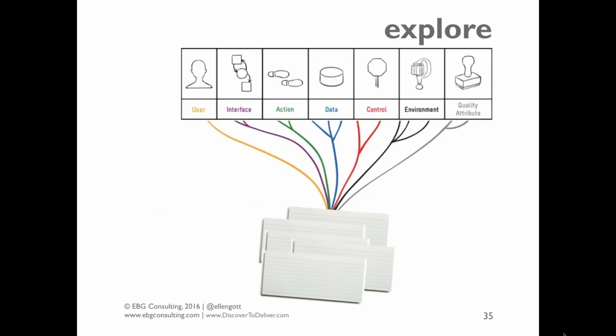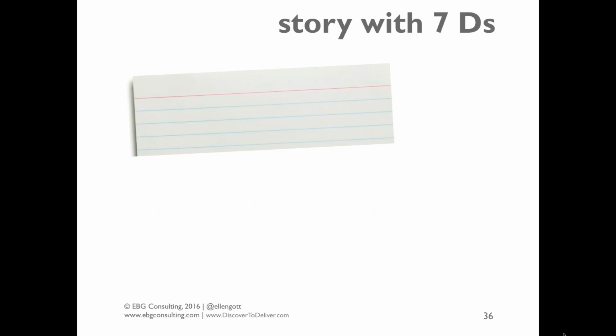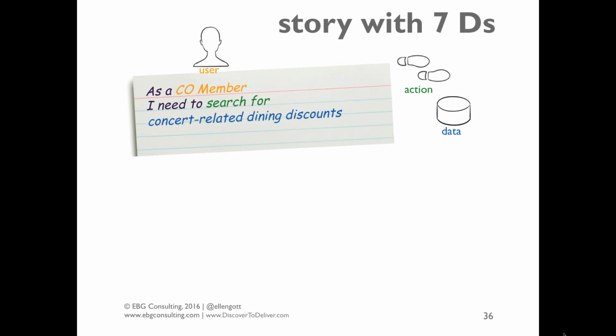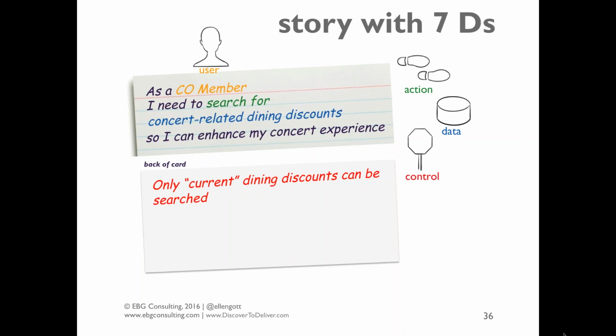And then what we're going to do is assemble the high-value options. Those become stories. So we really want to look at a story with multicolored glasses, if you will. As a Concerts Online member, I need to search for concert-related discounts so I can enhance my experience. And, you know, this is saying on the back of the card here, but this could be just part of the conversation. It doesn't necessarily literally have to be on the back of the card.